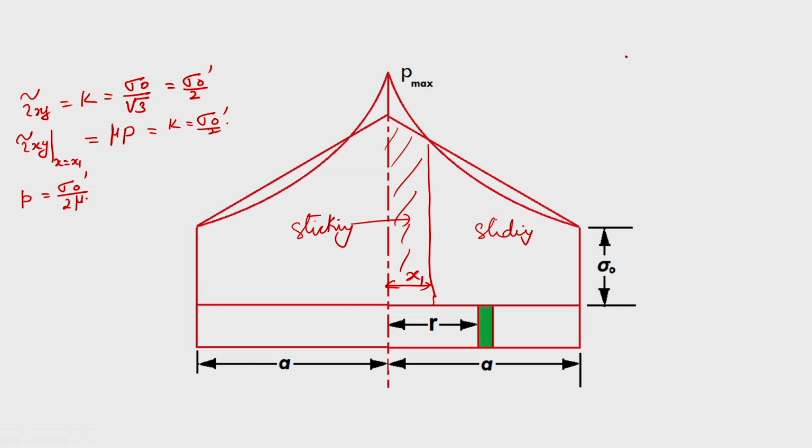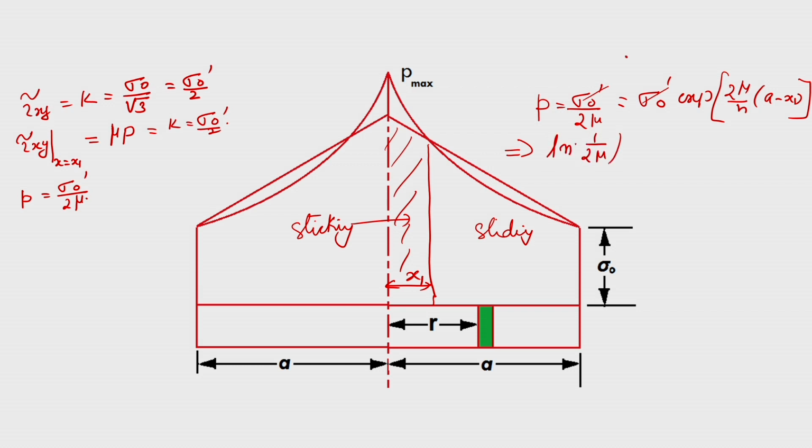Now, if you use this for the sliding condition, that is p is equal to sigma 0 dash by 2 mu, the sliding condition if you write it is sigma 0 dash into exponential 2 mu by h into a minus x 1, at x is equal to x 1 is what we are considering. So, from this sigma 0 dash will get cancelled. So, we can write it as log 1 by 2 mu is equal to 2 mu by h into a minus x 1.